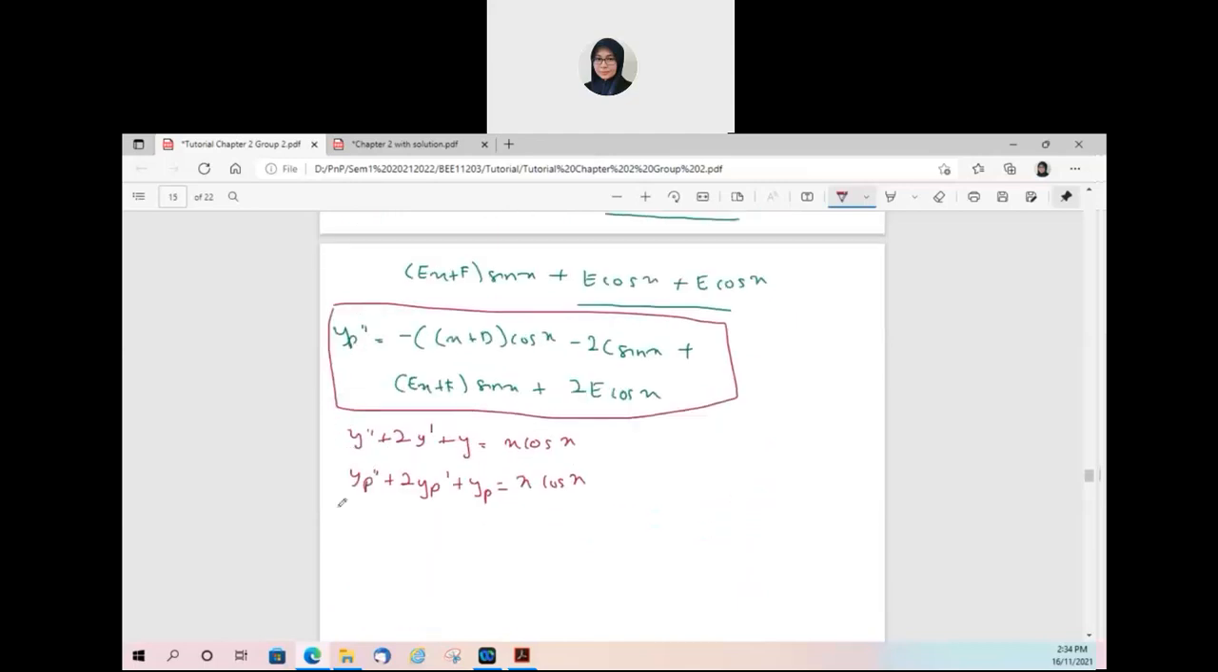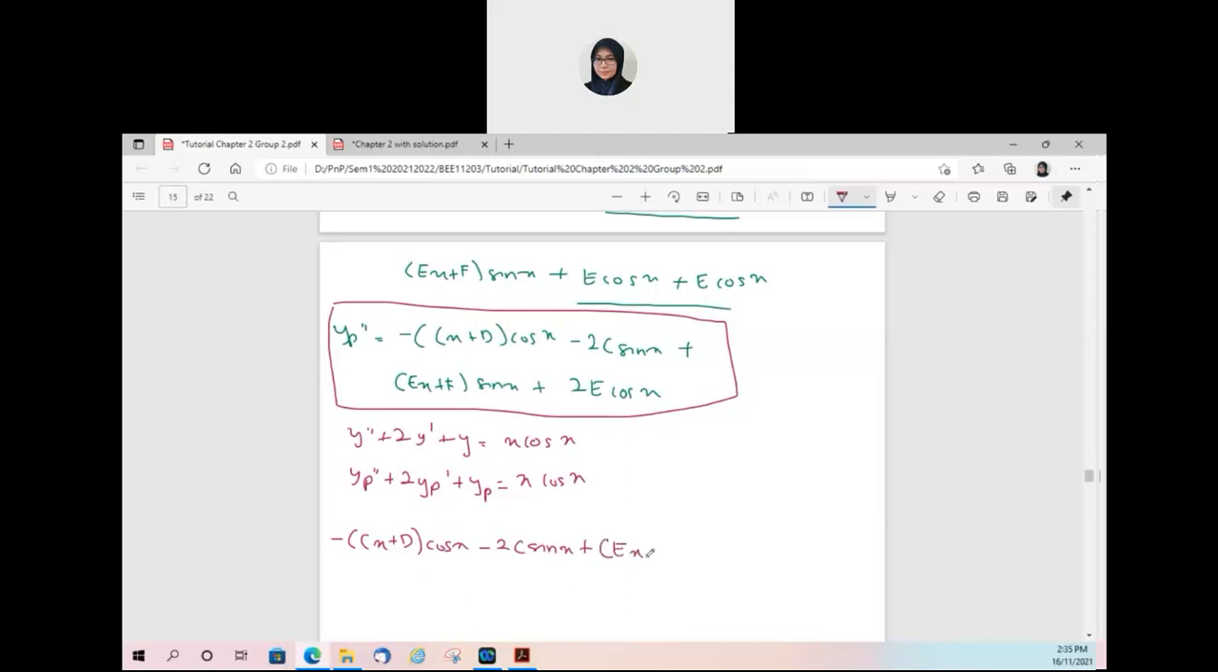Then your yp double prime is minus (cx plus d) cos x, minus 2c sin x, plus (ex plus f) sin x, plus 2e cos x.